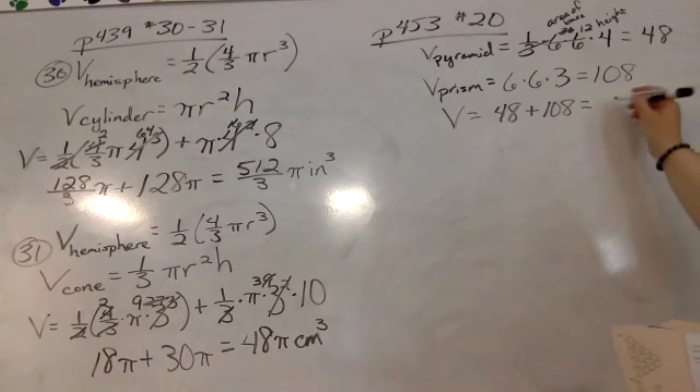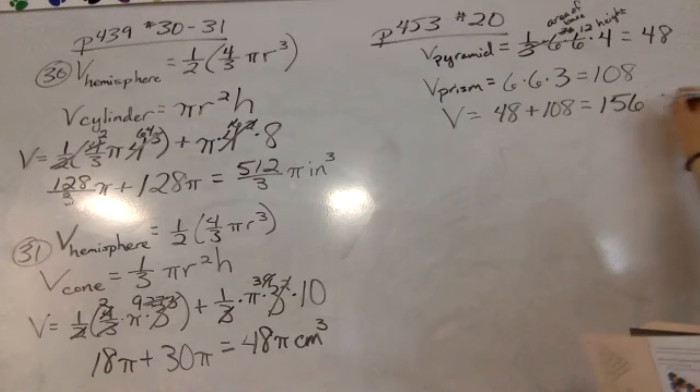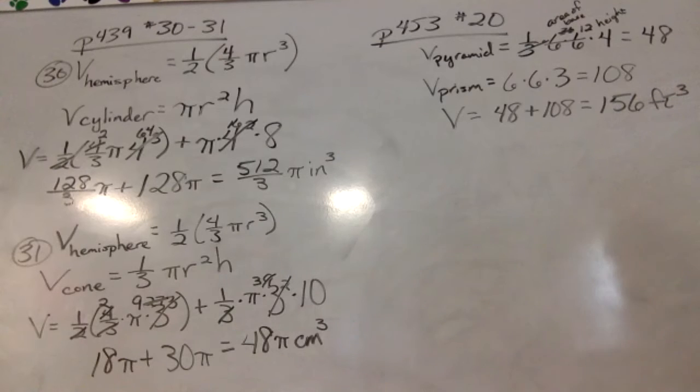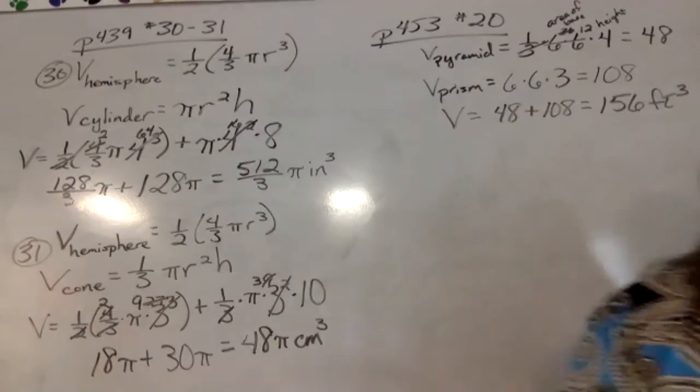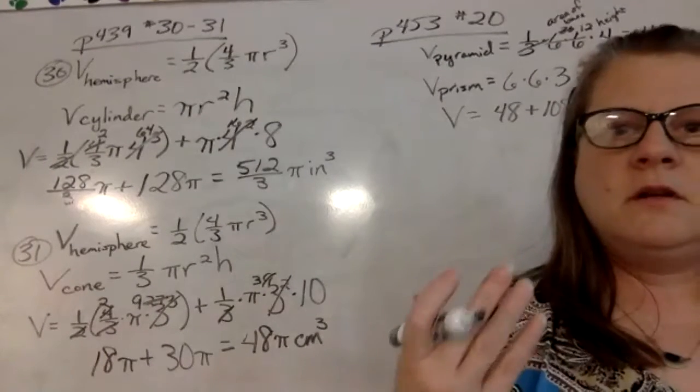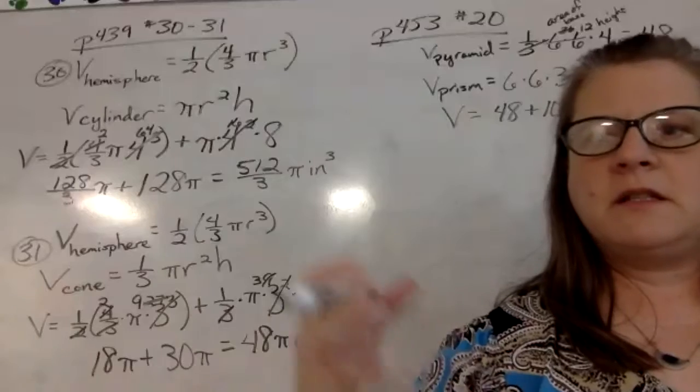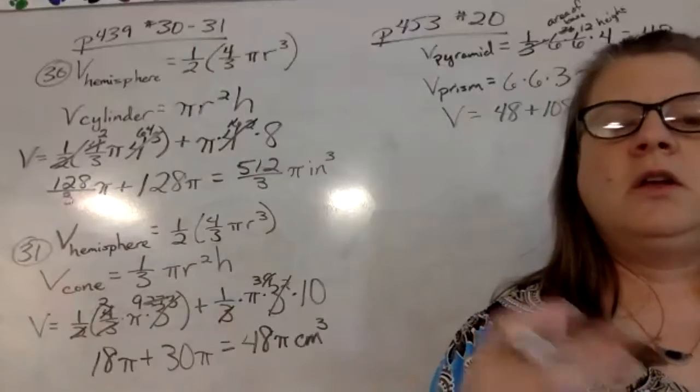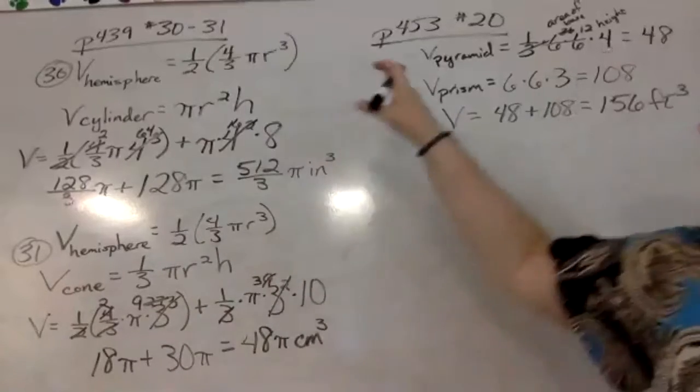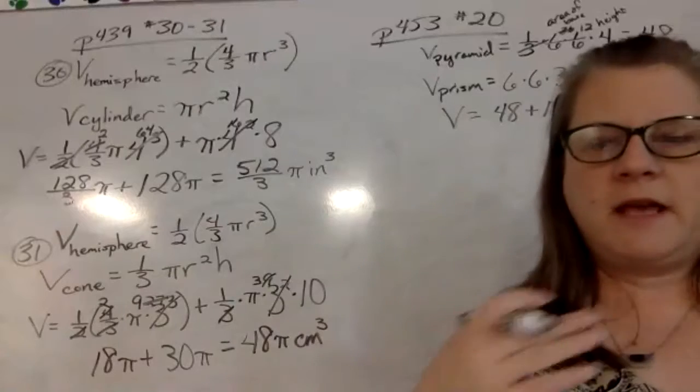So my volume for the whole thing, I add those together, the pyramid on the top, the prism on the bottom. And then it was measured in feet. So it's 156 feet. Cubed, yeah. Because we were finding volume. Okay, so if it gives you a compound three-dimensional figure, compound means it's just got 2 put together. You find the volume of each part and then you add them together.